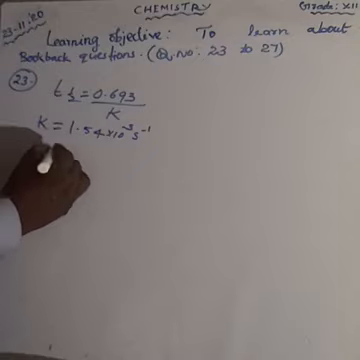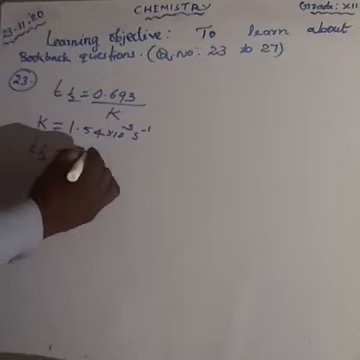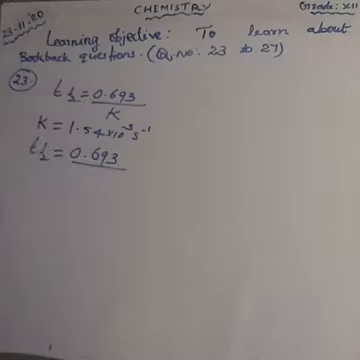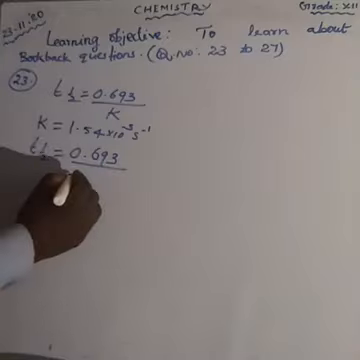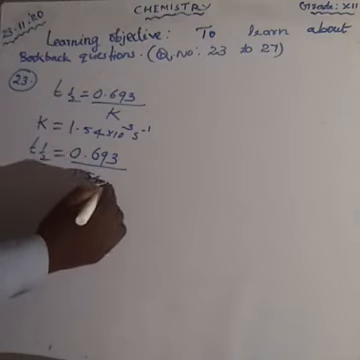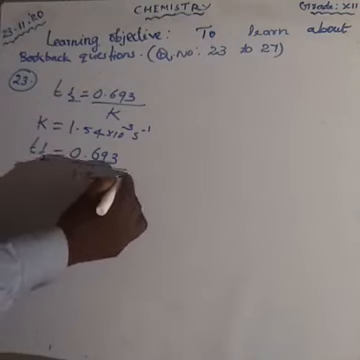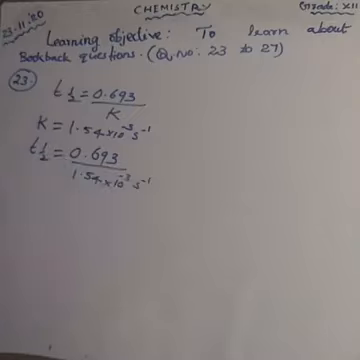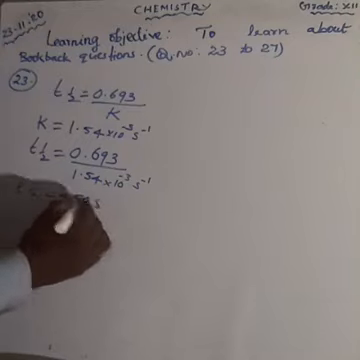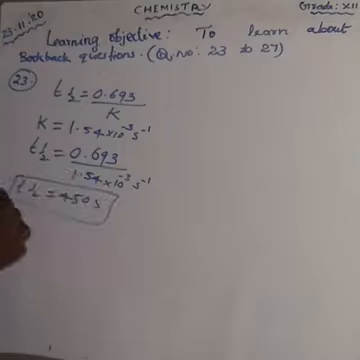T half is equal to 0.693 divided by 1.54 × 10^-3 second inverse. Am I right? So what's the answer? We get T half is equal to 450 seconds. This is one of the 3-mark questions.